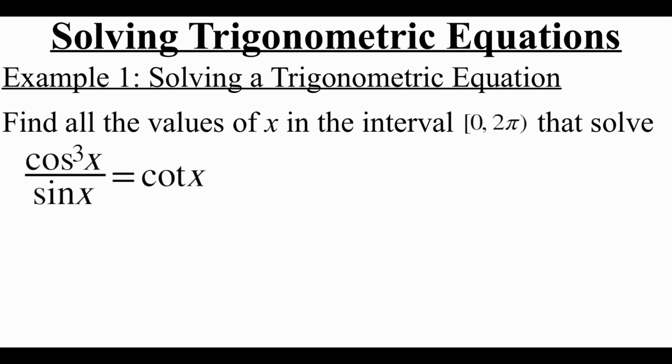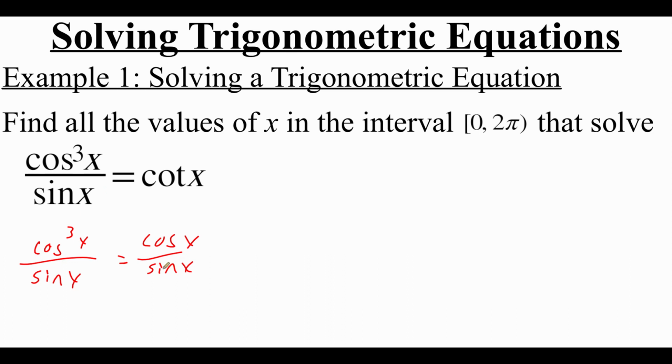So in this example, we're going to look at finding all the values for x on the interval from 0 to 2 pi that solve this equation: cosine cubed of x over the sine of x equals the cotangent of x. Now the first thing I'm looking at is that cotangent on the right-hand side. I said that it could be helpful for us to get things written using sines and cosines. And we've got a quotient identity for the cotangent that says that cotangent is equal to cosine over the sine. So I can replace that cotangent on the right-hand side with cosine of x over the sine of x.